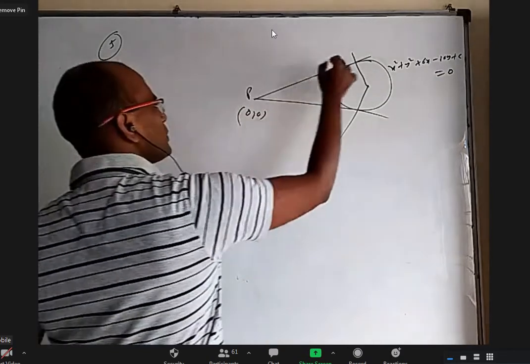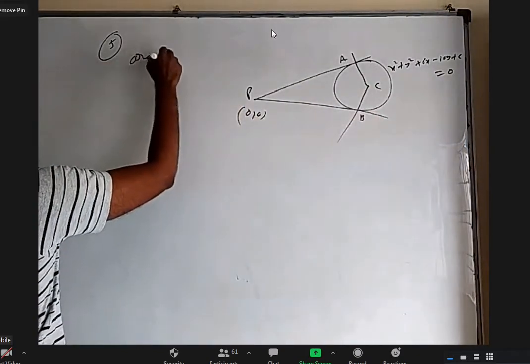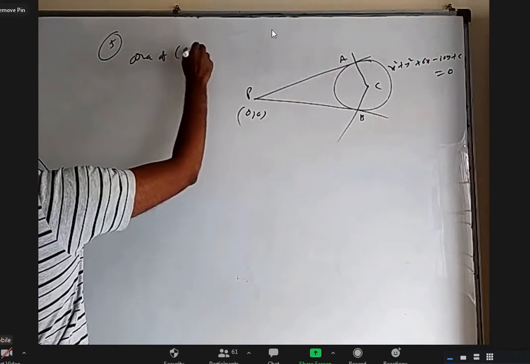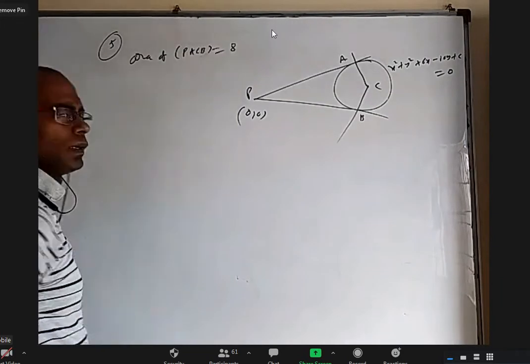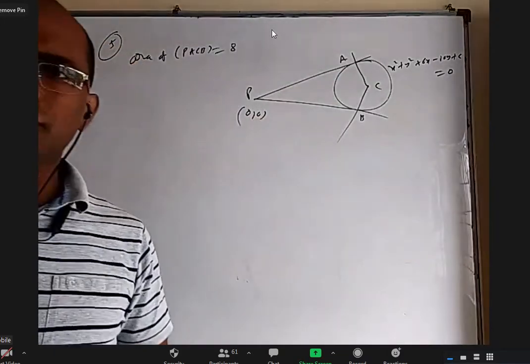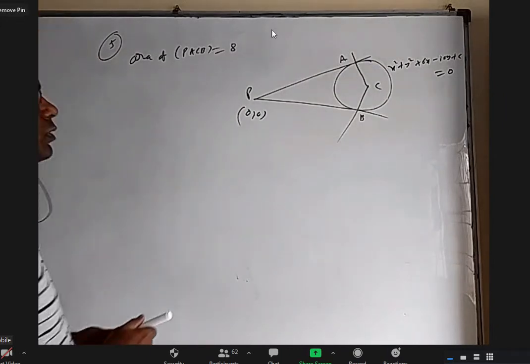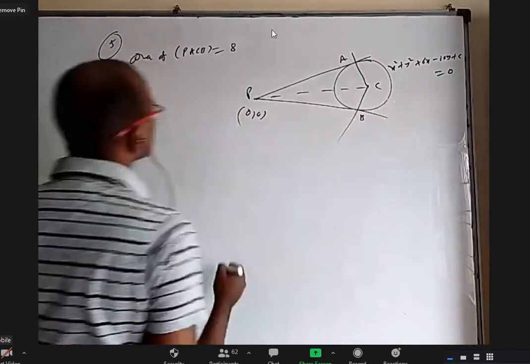Okay, let's say this is P, this is A, this is C, this is B. The area of quadrilateral PACB is 8. Anybody remembers any formula for the area of this quadrilateral? R root S11. Yes, R root S11, because it is just two right angle triangles.